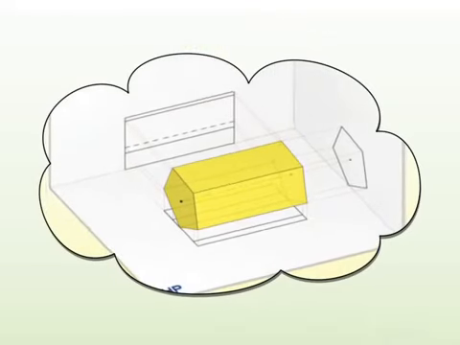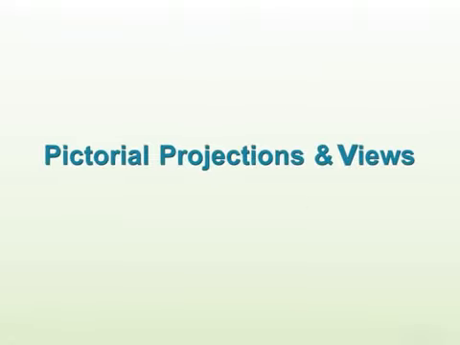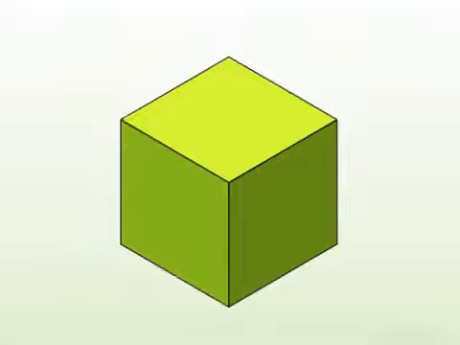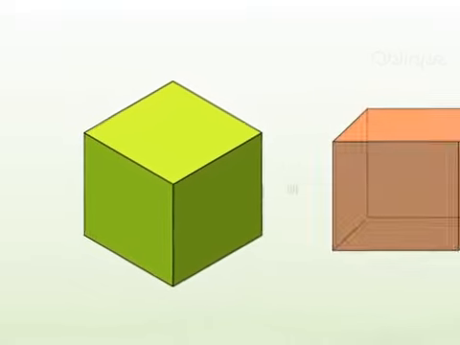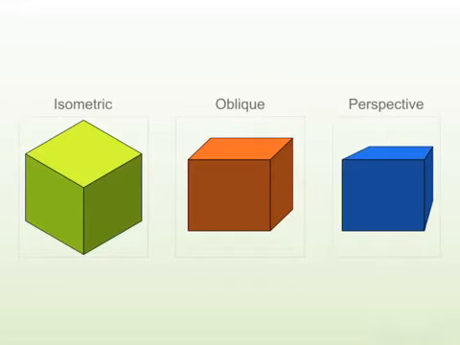Hi friends, we've practiced constructions of orthographic projection. Let's have a discussion on the concept of pictorial projection and its views. A pictorial projection is a three-dimensional view of an object as it appears physically. There are three kinds of pictorial views available: isometric, oblique and perspective.